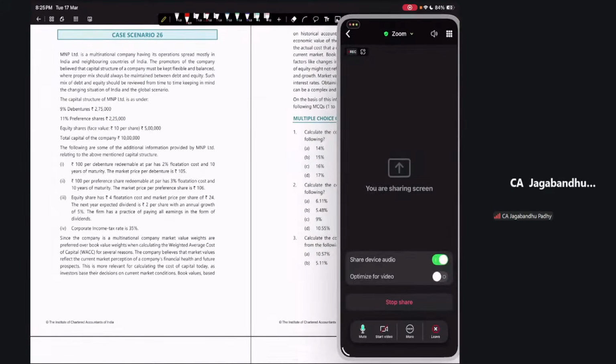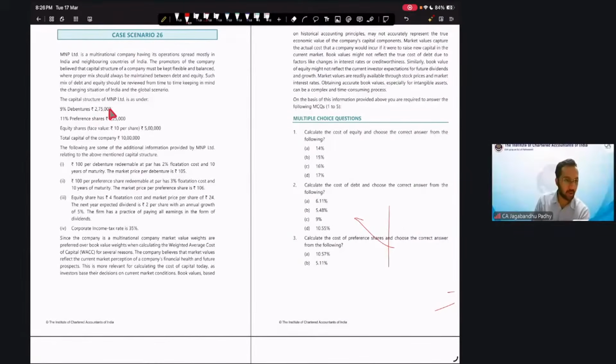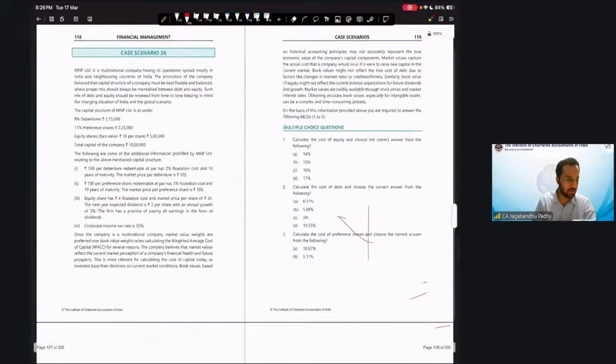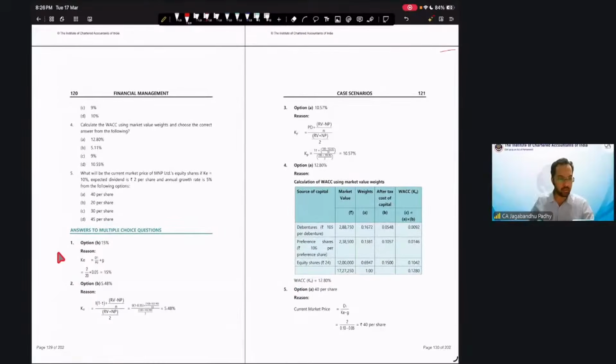Okay, so are we done, guys, with this? We straightforwardly have the numbers in front of us: 9% debentures, 11% preference shares, equity shares, total capital is given, and then we have the debenture, preference share, and equity share prices, and interest cost and flotation cost given. So you want to compute the cost of equity. The cost of equity can be simply computed by the Gordon model, which is D1 upon P0 plus g.